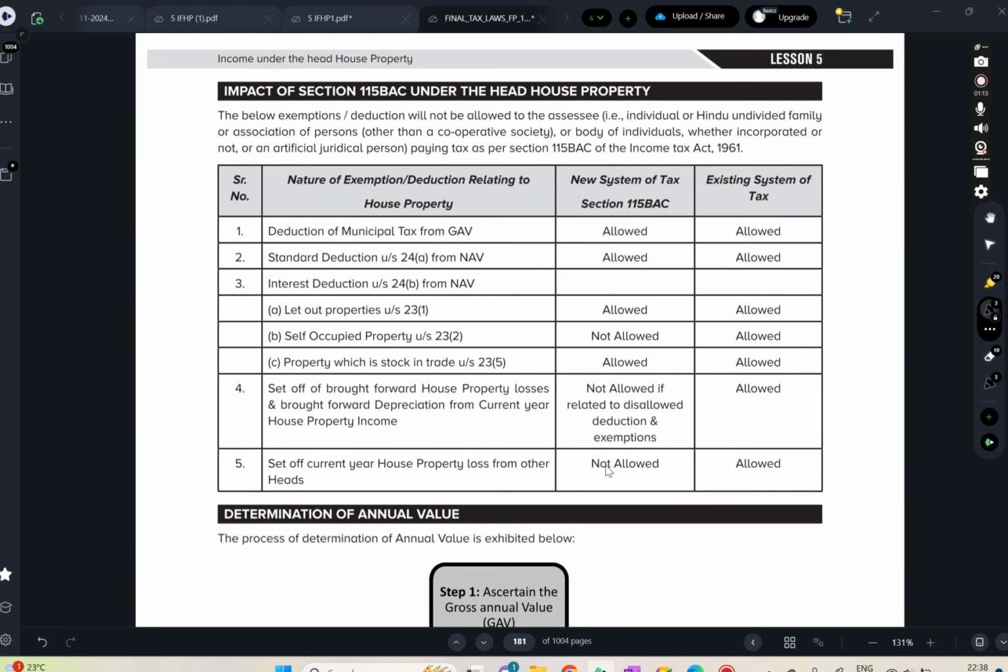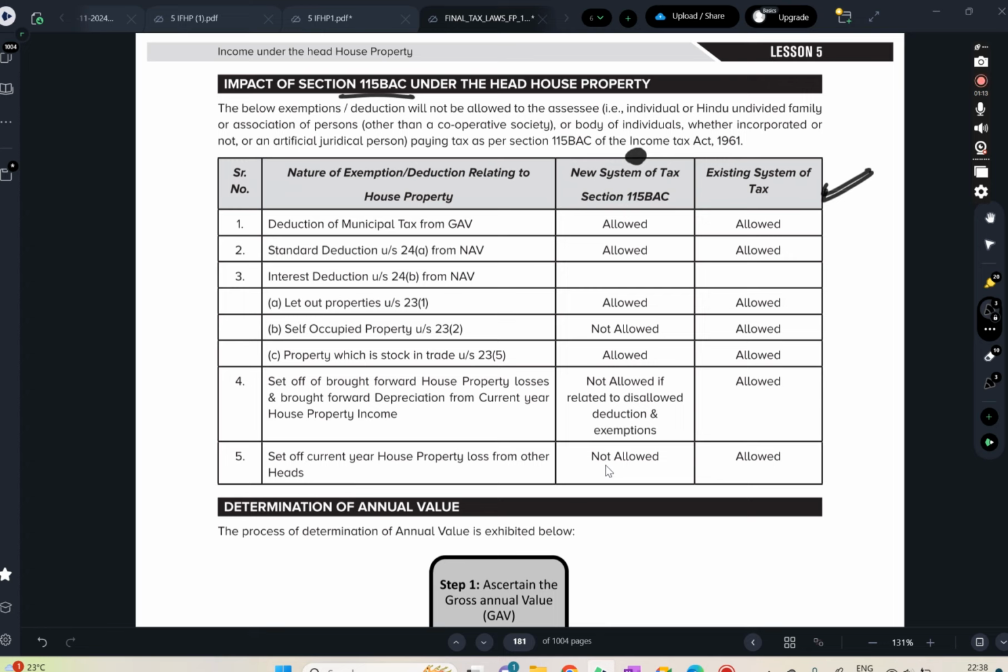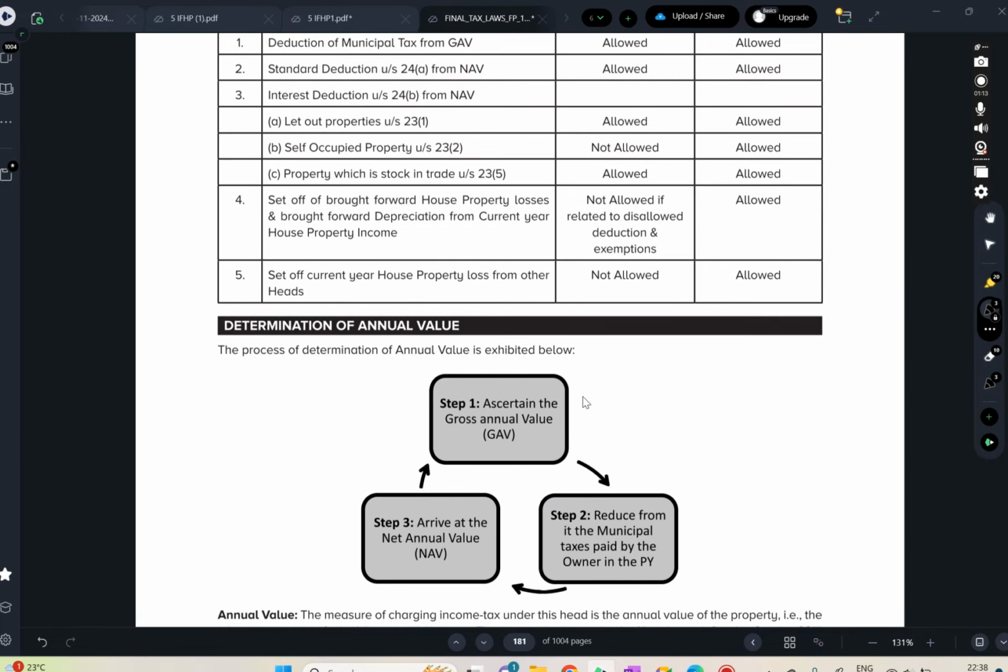Now this 115BAC, it is a new system of tax. We discussed only the existing system of tax. They did not discuss much more on this, so that's why I did not tell you 115BAC. In your book they did not discuss 115BAC much. They discussed here what is allowed, what is not allowed. We did not do any problem also.